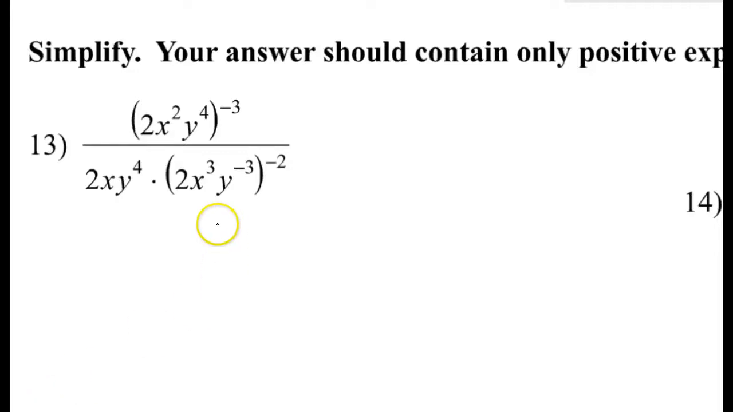In this video, I will show you how to simplify this very complex looking expression with exponents and such. In the end, we can't have any negative exponents or anything like that. So let's start with the numerator. I've got that -3 power, so I need to do that to everything on the inside.